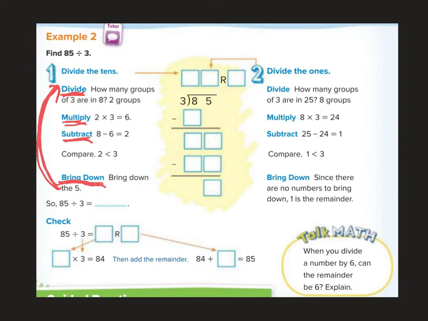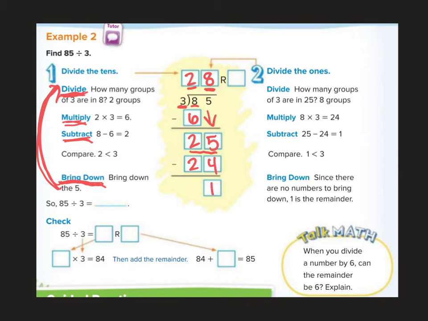Ready? Divide. 8 divided by 3 is 2. Multiply. 3 times 2 is 6. And subtract. 8 minus 6 is 2. Bring it on down. And then bring it on back to divide. 25 divided by 3 is 8. Multiply. 3 times 8 is 24. And subtract. 25 minus 24 is 1.